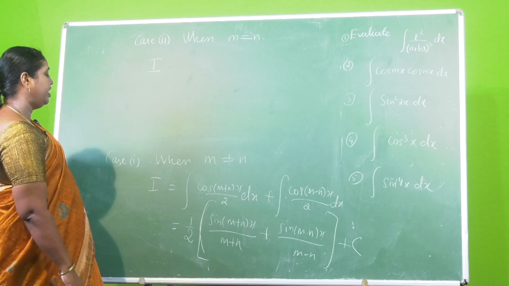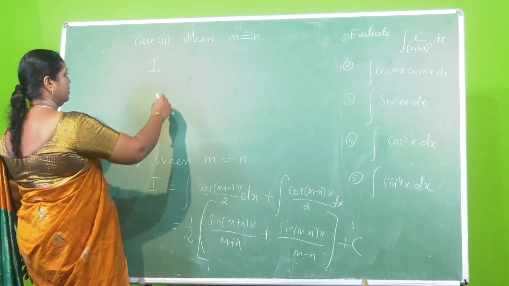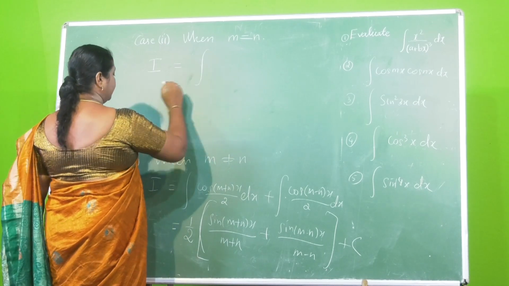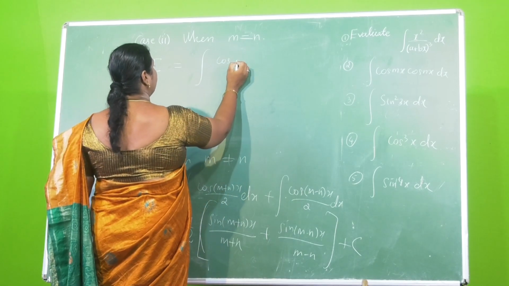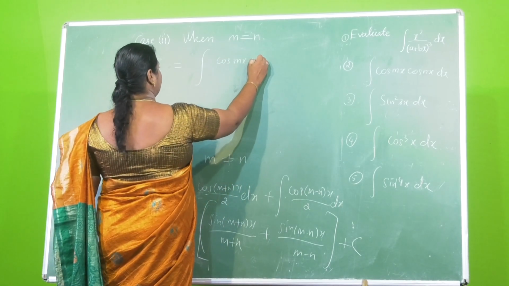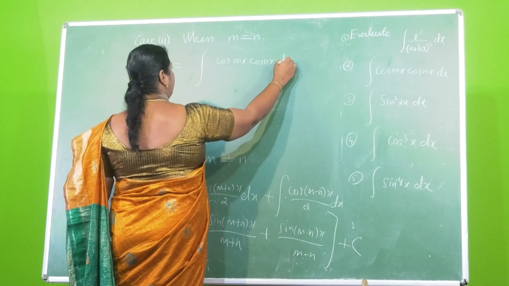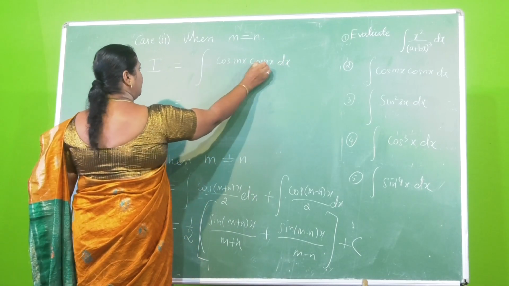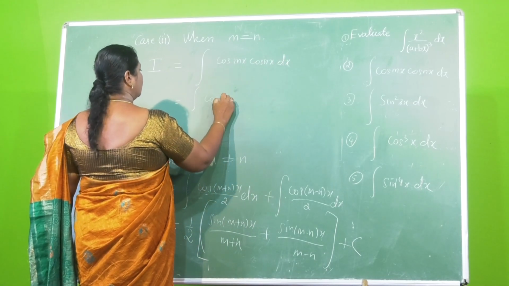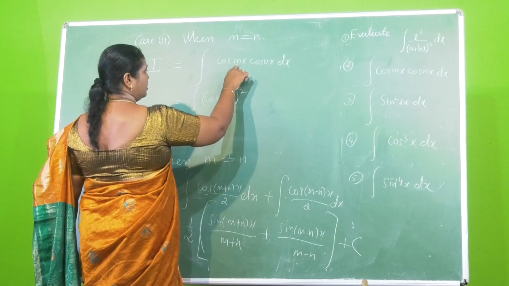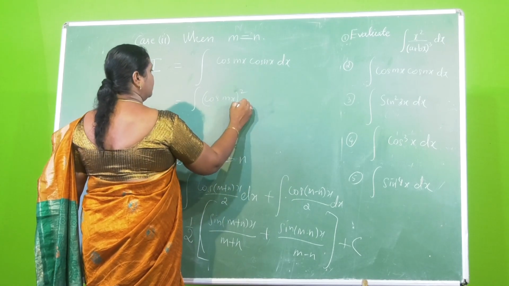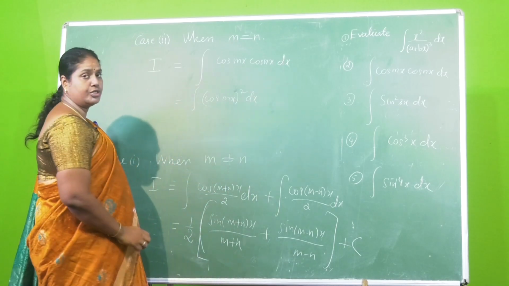So what happens when m equals n? The integral becomes the integral of cos mx cos nx dx, our original integral. If m equals n, this will become cos mx into cos mx, that is cos mx the whole square, because both angles will be the same, dx. So how will you solve this?